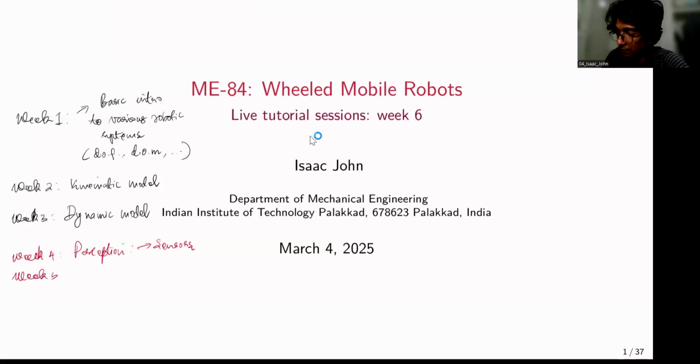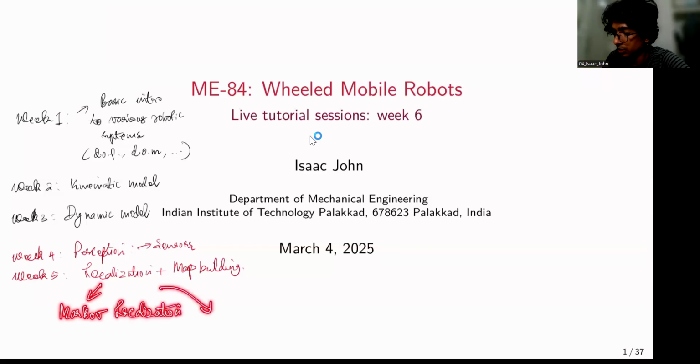And in week five, we discussed topics on localization and map building, right? Once a robot has grasped some idea about the environment, it has to localize itself within that map or within its environment. So we have seen a couple of methods to facilitate this localization, right? The first one we discussed was Markov localization, and the second one that we have seen was Kalman filter localization.